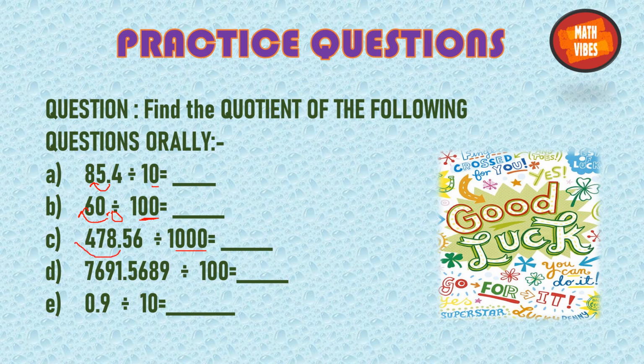Simply shift the decimal over here. So the answer will be 0.47856. Now, the rest of the two questions, you will write the answer in the comment section below, and I will surely let you know whether your answers are correct or not. But I know very well that you have listened to the video carefully and you will be able to solve it for sure.